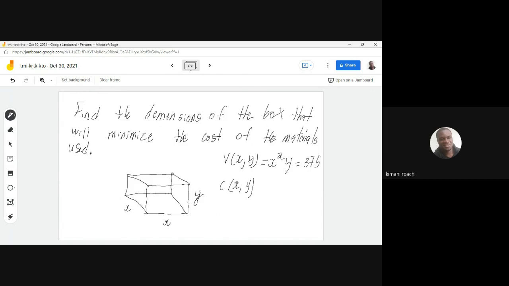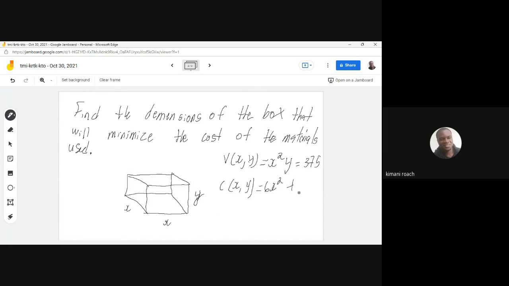So we know that the materials per squared centimeter for the base of the box is $6, right? So the area of the box is going to be x squared. So that's going to be 6 times x squared plus the cost for all four sides, right?